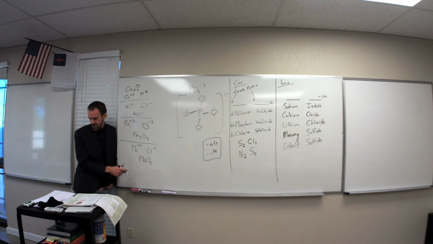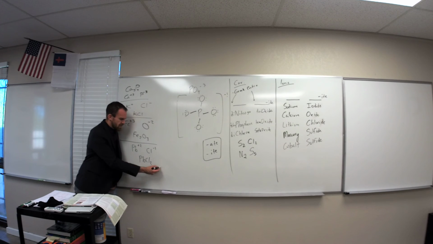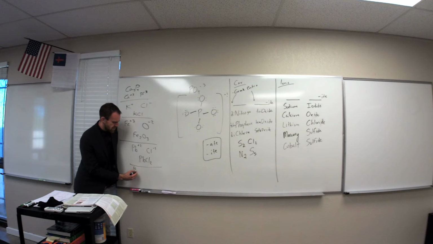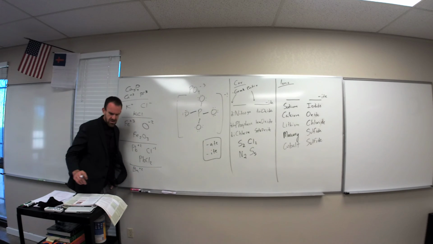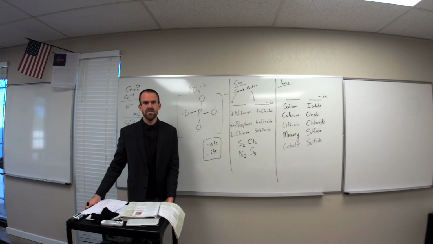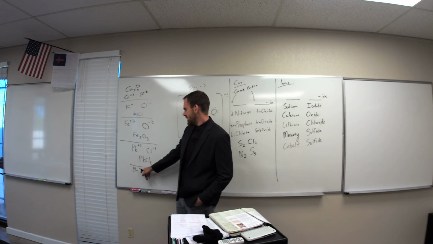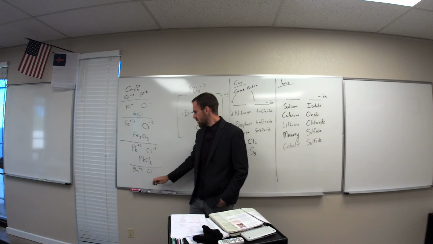Okay, last one. Barium chloride. Barium carries a what charge? +2. Barium is a metal, so +2. Chlorine carries a -1. So I need 1 of these per 2 of these.